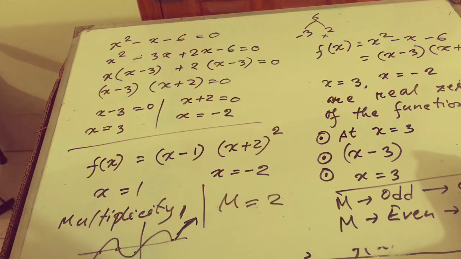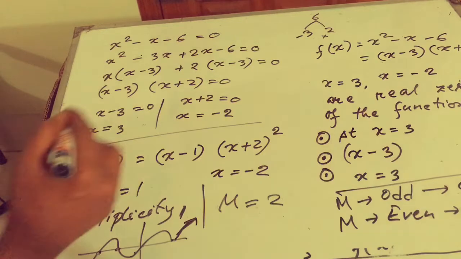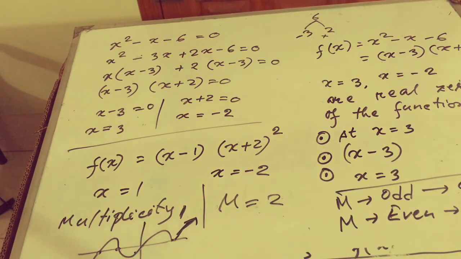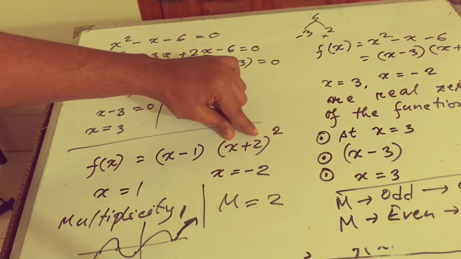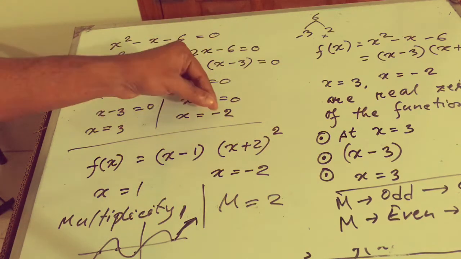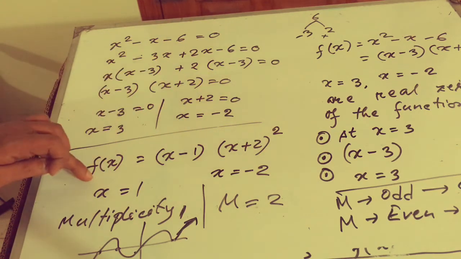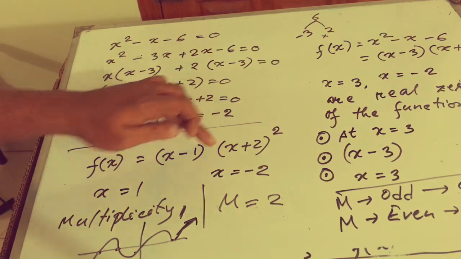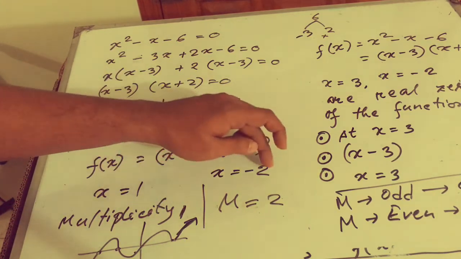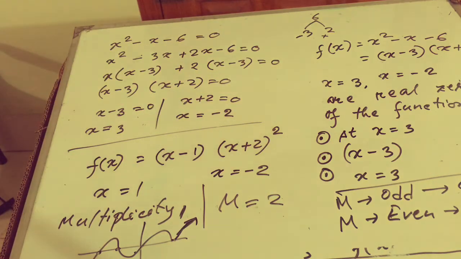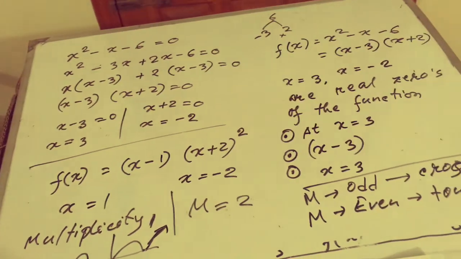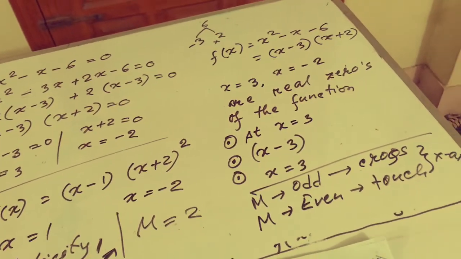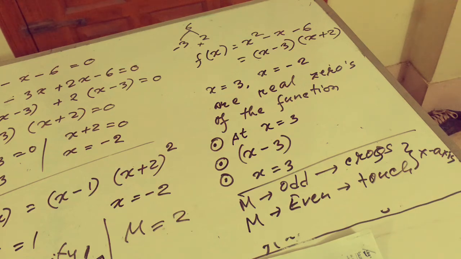So it will cross the x-axis or it will touch the x-axis. We have to look at the multiplicity. Multiplicity means the power of the factor. So for x equals 1, multiplicity is 1. At x equals minus 2, multiplicity is 2. This way also you can say it. So this is how this thing works. So that's our formula or rules for multiplicity.